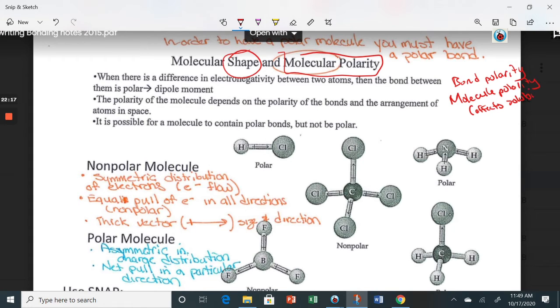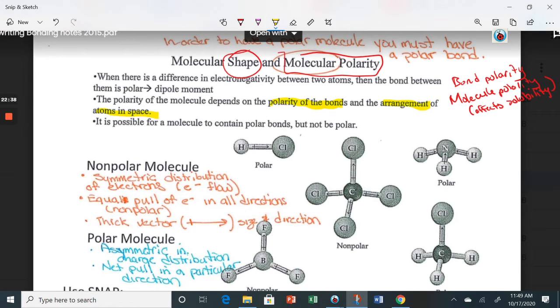If it's polar or nonpolar, right? Does it go into water or not? So, again, it really has to do with two things. It has to do with the individual bonds and the arrangement of the atoms in space. Two things for the molecule's polarity.